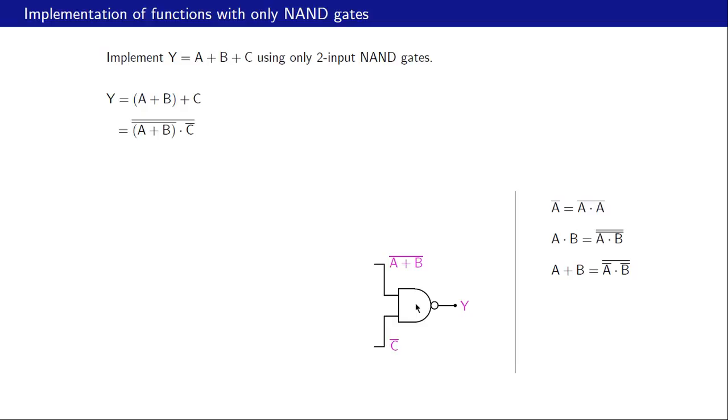Now let us see how to generate each one of these. C bar is easy to generate. We just need to use this equation. So we use a NAND gate, connect the two inputs together and connect that to C to get C bar.